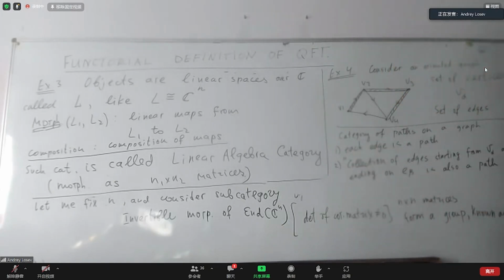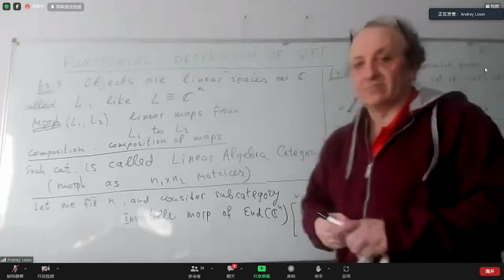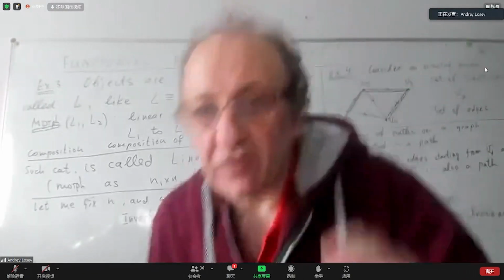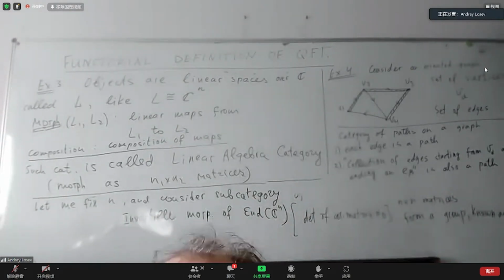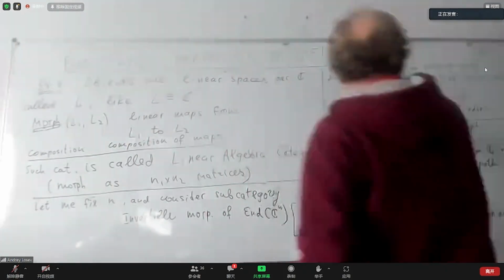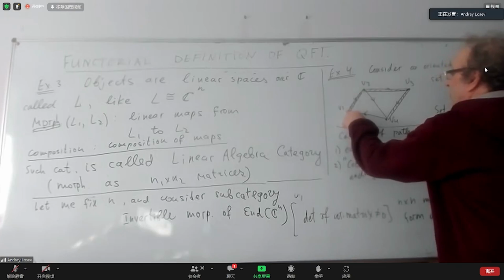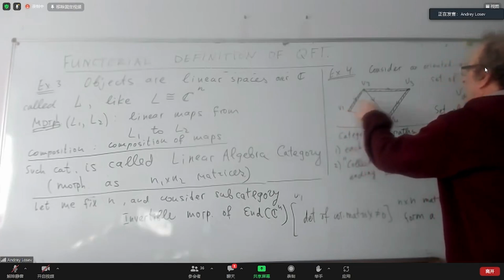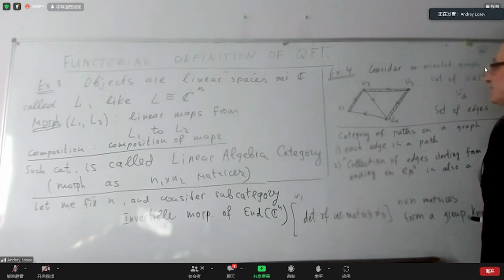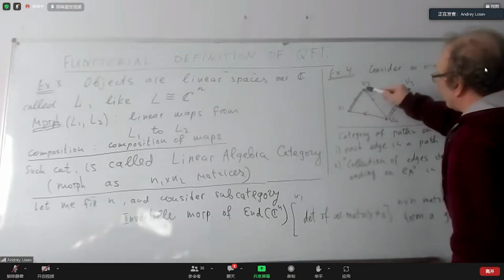Thank you very much for helping, there is a question in the chat. Yes, there is no edge connecting V1 and V3 in this example. No edge. However, there is a path.